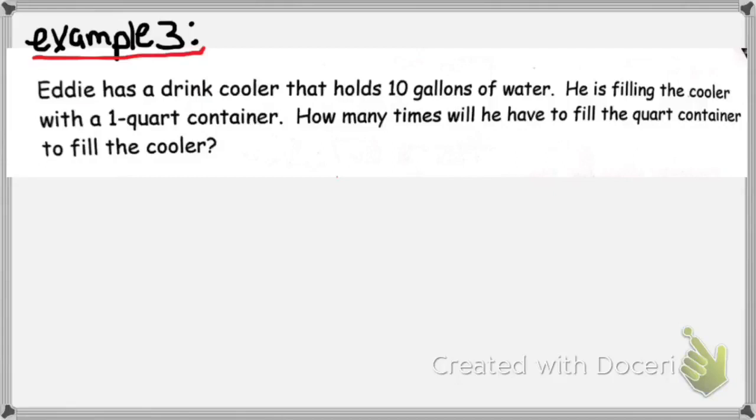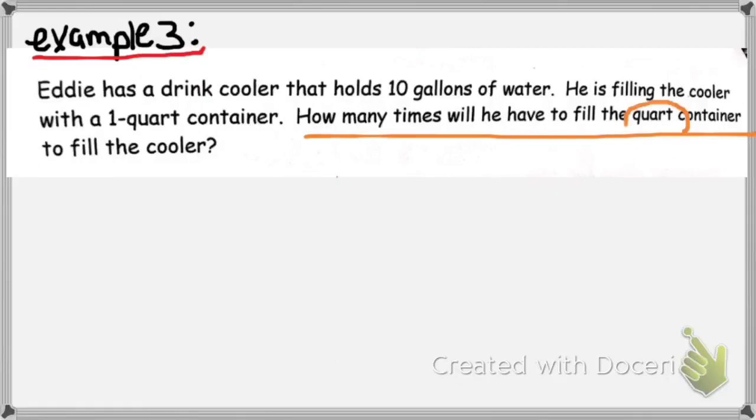So I'm thinking about a large juice container that's holding 1 quart of water. He's going to go to a sink, fill it up, dump it into the orange one. Go back to the sink, fill it up, dump it in the orange one. The question here is, how many times will he have to fill that quart container to fill the entire 10-gallon cooler? So let's see what we have.